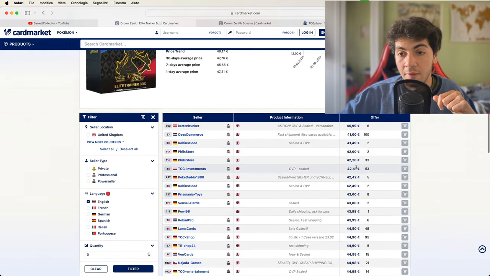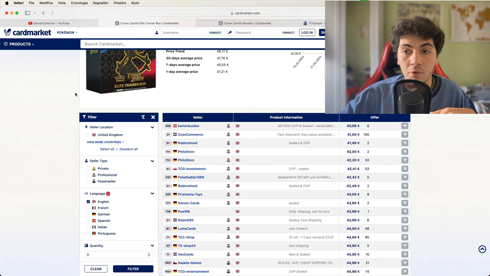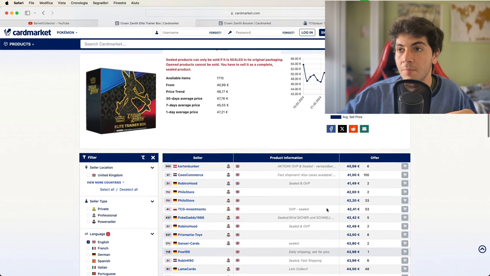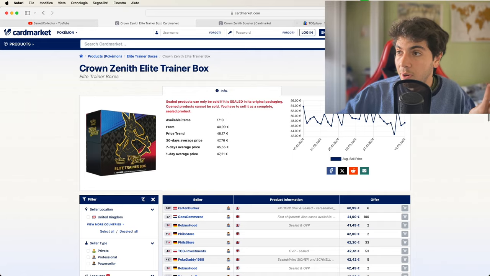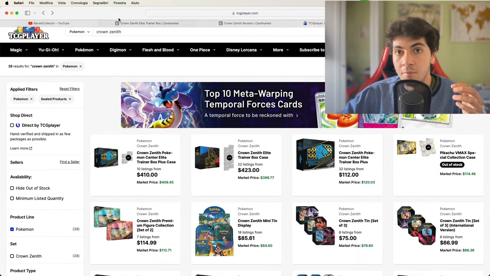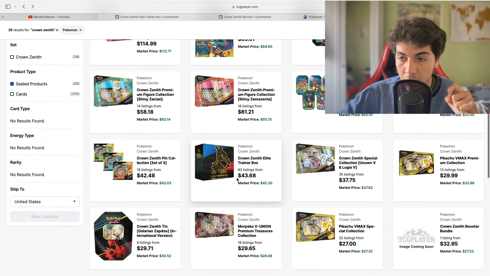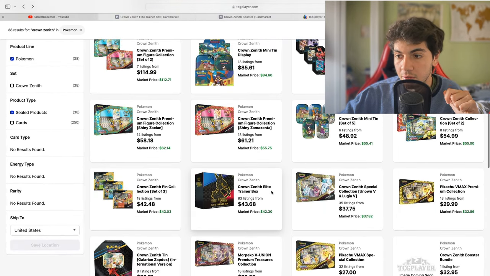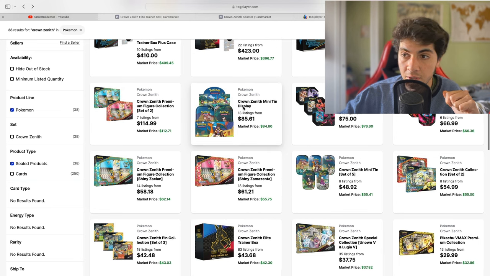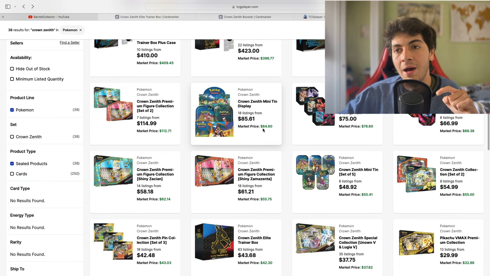Before this reprint, they were selling for around 50 euros an ETB, and that's before shipping. If you're not familiar with the European market, all these prices do not include shipping. That being said, now the prices are pretty much the same as the American market, around $33-$32. I also know the Crown Zenith Mini Tin display is also sought after at $85. So it's $4.25 a pack.